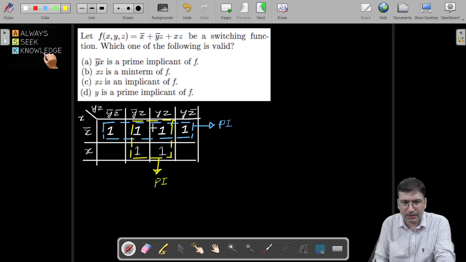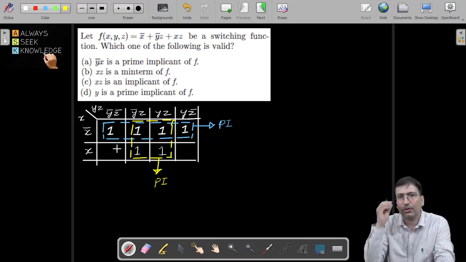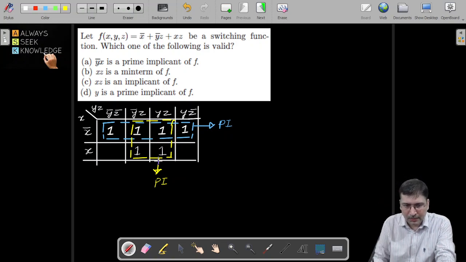If I make any smaller group, like if these two ones form a group, then it will be an implicant but not a prime implicant because it is not the largest possible grouping. Similarly, if you club these two ones, it will be considered an implicant but cannot be treated as a prime implicant. Similarly for this, right? I hope you understand. If I do this grouping or this grouping, that will be treated as an implicant but not a prime implicant. Okay, so these two.